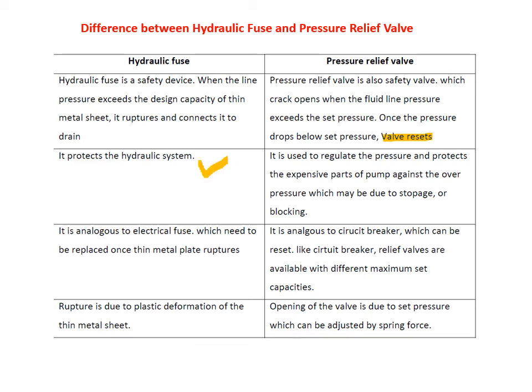The hydraulic fuse is more often a protection device, and the pressure relief valve acts like a controlling device in the hydraulic circuit. The hydraulic fuse is analogous to an electrical fuse, which needs to be replaced once the thin metal plate ruptures. And as we studied, the relief valve is analogous to a circuit breaker, which can be reset. Like circuit breakers, relief valves are available in different maximum pressure setting capacities. Hydraulic fuse rupture is due to plastic deformation of the thin metal sheet, and in the case of a pressure relief valve, the opening of the valve is due to the set pressure, which can be adjusted by the spring force.